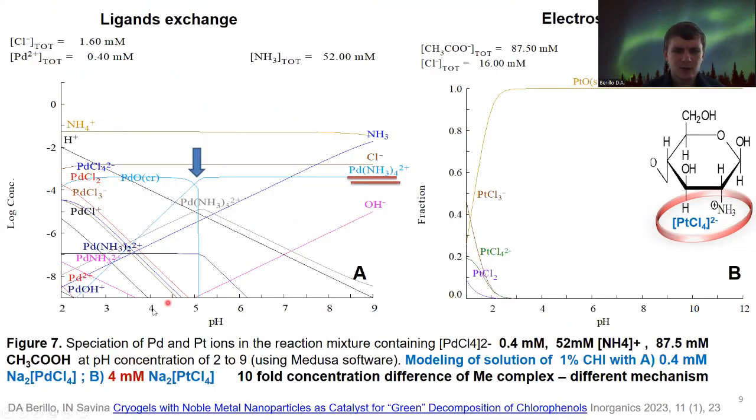One can see on figure 7 this diagram shows the possibility of a ligand exchange process. We did a simulation for the presence of ammonium cations, and we see that at pH around 5 we have formation of this complex, and therefore most probably the same happens with the hydrazine solution.